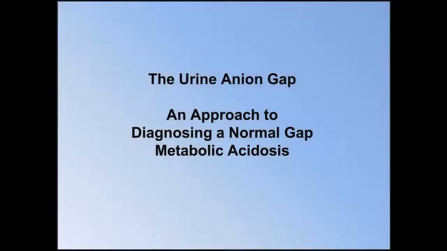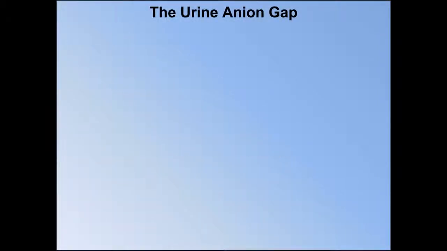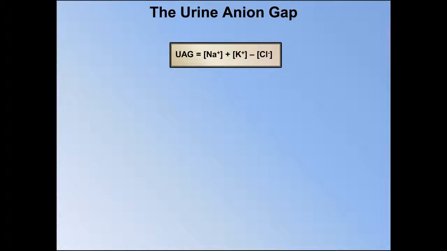For the final segment in this lecture, I will talk a little bit about the urine anion gap, which will then lead into a discussion of an approach to diagnosing the etiology of a normal anion gap metabolic acidosis. The urine anion gap, which I will subsequently abbreviate UAG, is somewhat analogous to the serum anion gap discussed in detail in lecture 5. The calculation is slightly different, however. In this case, it is the urine sodium plus the urine potassium minus the urine chloride. So what exactly is this calculation telling us?